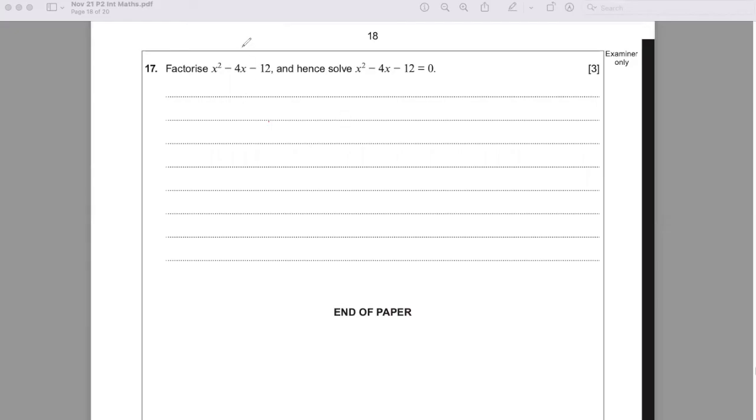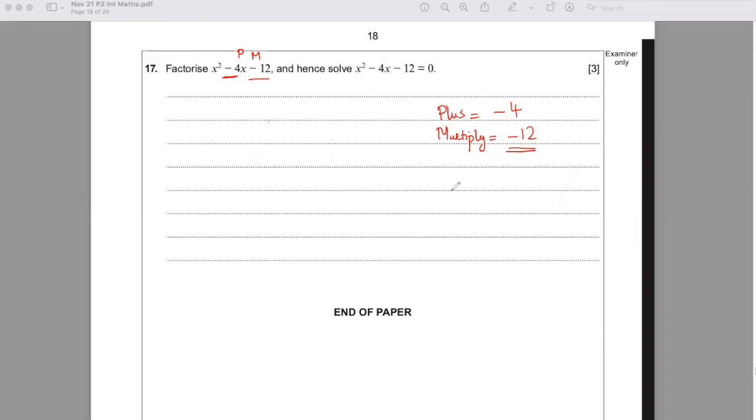Okay, so to factorize, this is the way I do it. Always write P and M. Okay, so P means plus, and that is the coefficient of x, so it's minus 4, not plus 4. M means multiply, okay? And that is that number there, which is minus 12. So I'm thinking about a pair of numbers that times give you minus 12 and adds give you minus 4.